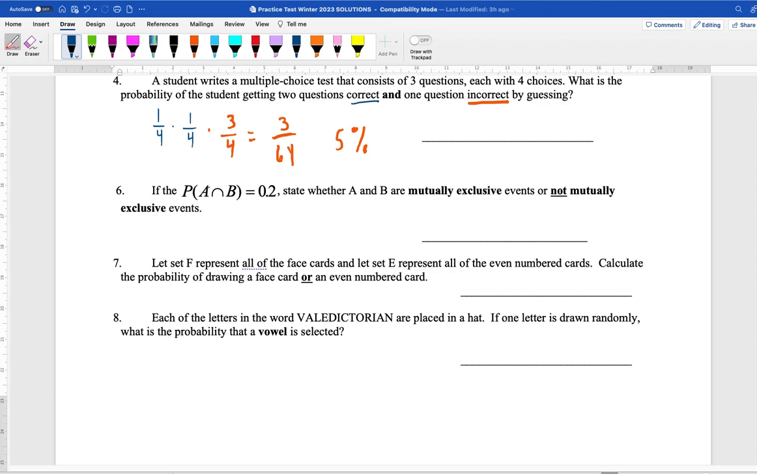So if the probability of P and A is 0.2, state whether it's mutually exclusive or not mutually exclusive. Okay. Well, they are not mutually exclusive because they share 0.2. So if I draw 2 diagrams here, 0.2 is right there, which is shared. If they were mutually exclusive, the circles would be separated. Okay? So it'll be no overlap, right? Because nothing is shared between them.